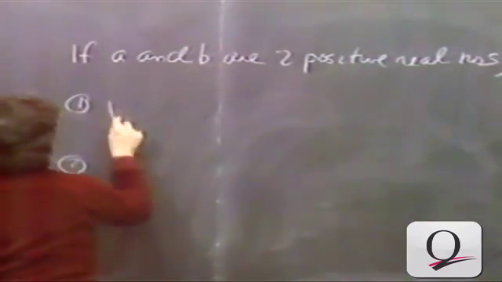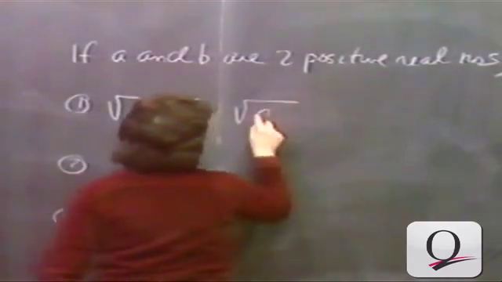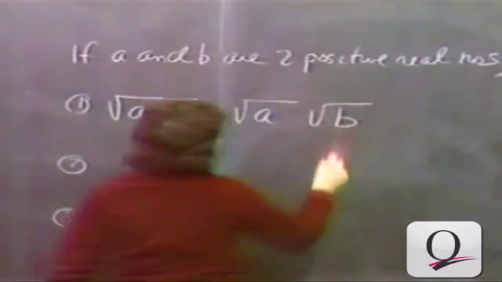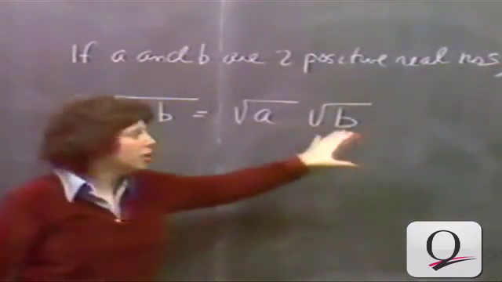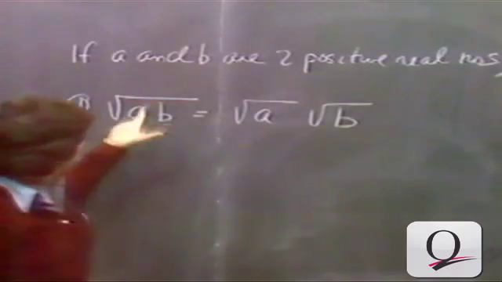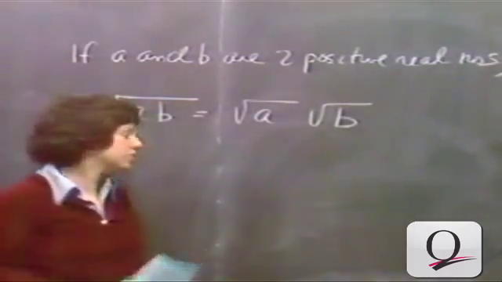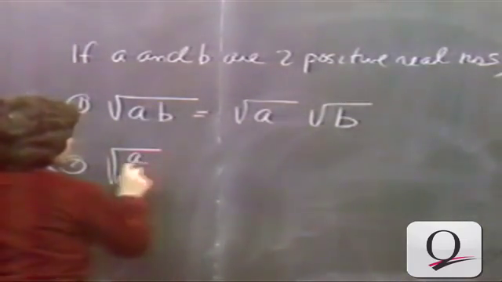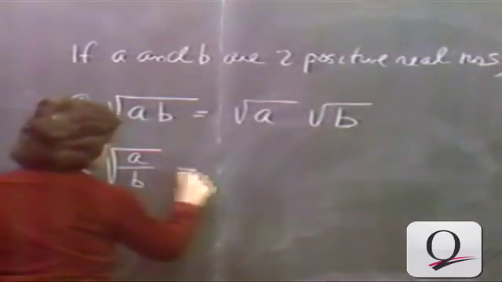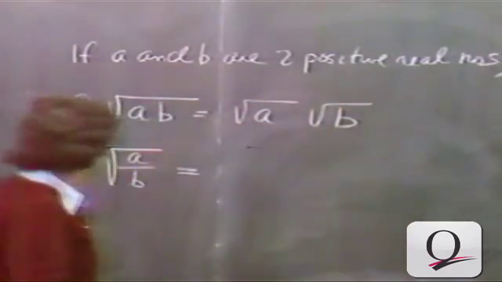First of all, the square root of a product is equal to the product of the square roots of the factors. Once again, I'm reminding you that A and B are considered to be positive numbers here. The square root of the product of two numbers is equal to the product of the square roots of the numbers. Secondly, the square root of a fraction, and B, of course, is not 0 because I've said it's a positive real number.